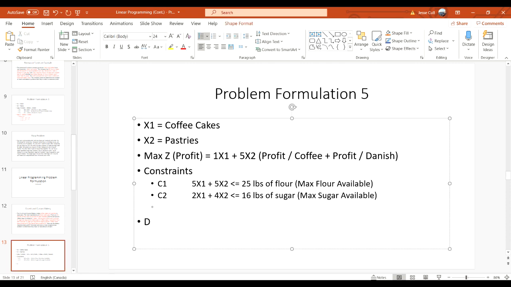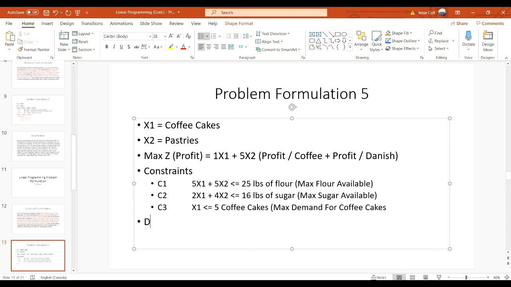So x1 is less than or equal to 5, and that's max demand for coffee cakes. So we've completed our question very simply. It was very similar to what we've done before.